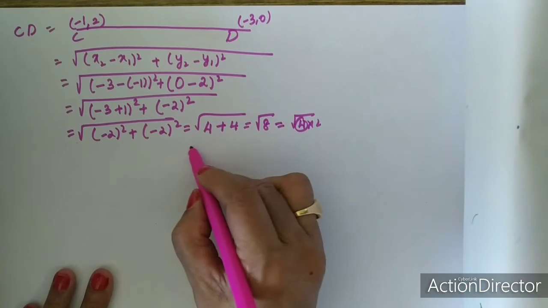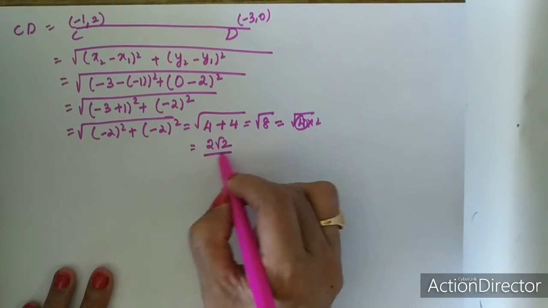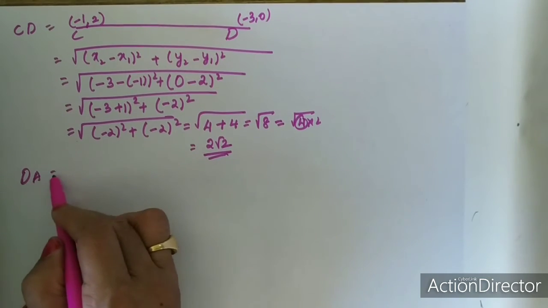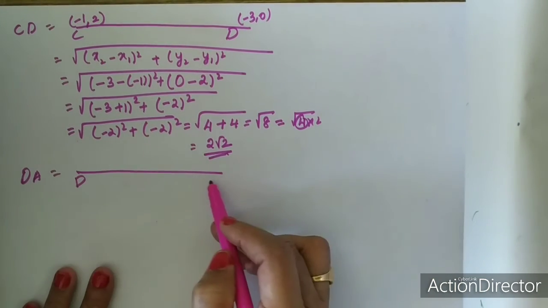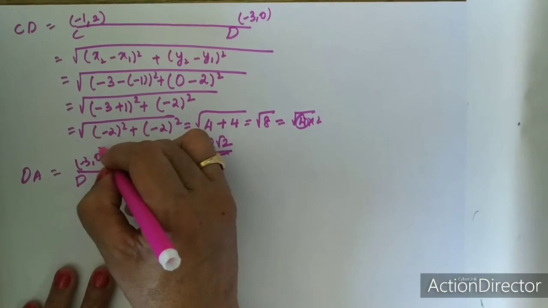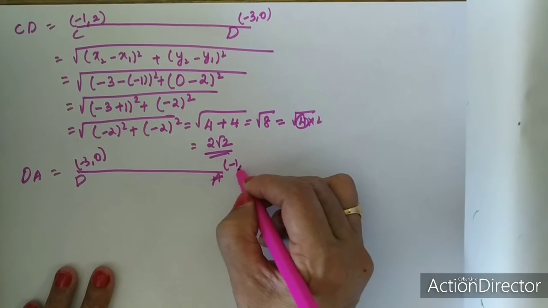Square root of 4 is 2, so it is 2 root 2. Now we will calculate DA. So draw DA over here. What are the coordinates of D? D is -3, 0 and A is -1, -2.